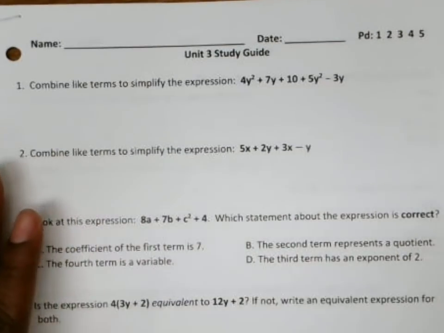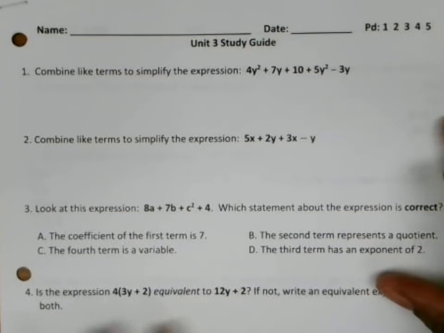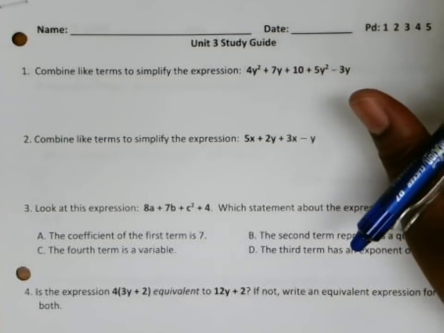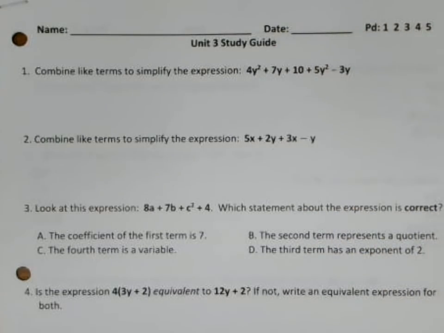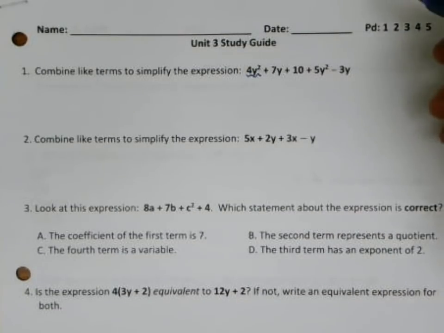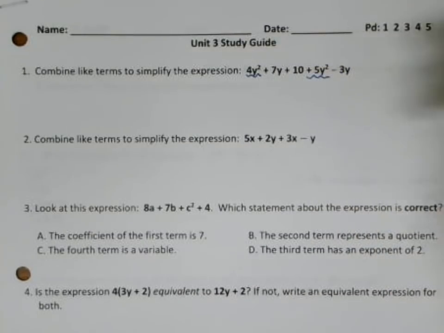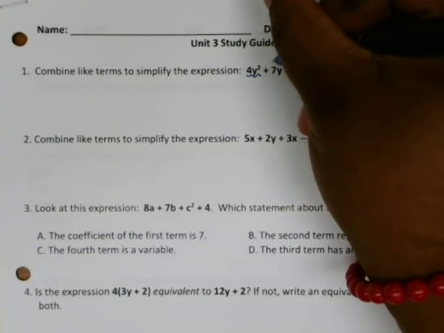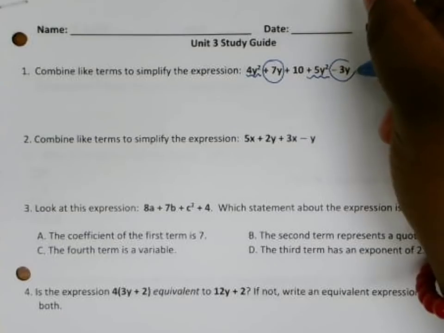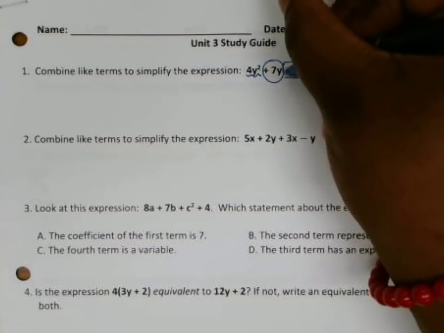All right, so number 1, it says combine like terms to simplify the expression. With the first term, we know our first step is always to identify the terms that are alike. So the first one is 4y squared. I'm looking and I see that plus 5y squared is a like term. And then I'm looking at plus 7y, and in my expression, I have minus 3y is a like term. And then I'm left with plus 10.